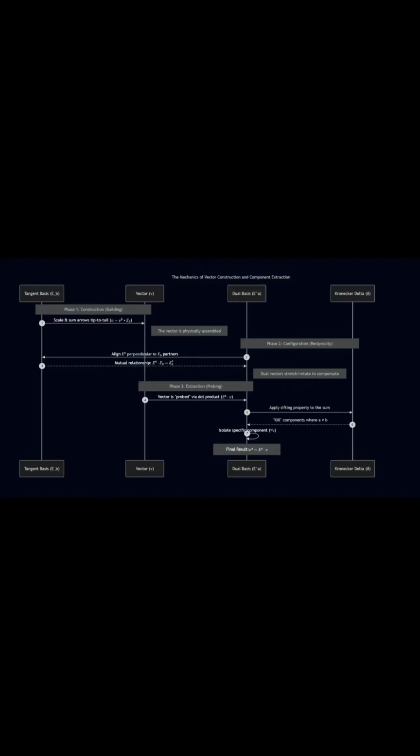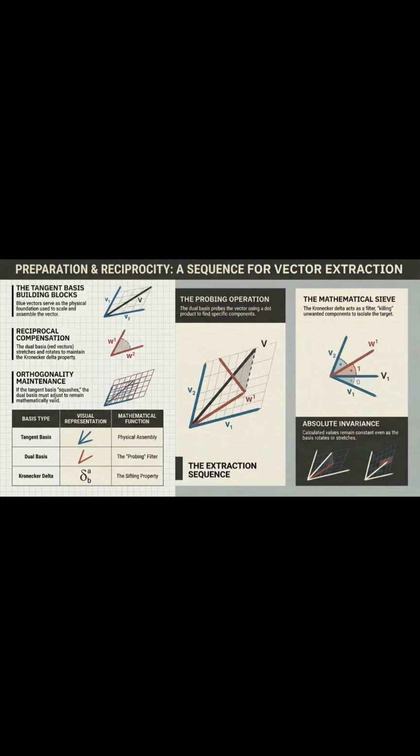The sequence diagram. An operational roadmap. The sequence diagram organizes the logical steps of the derivation sheet into a chronological timeline, showing exactly how a vector is built and measured. Mapping the construction.